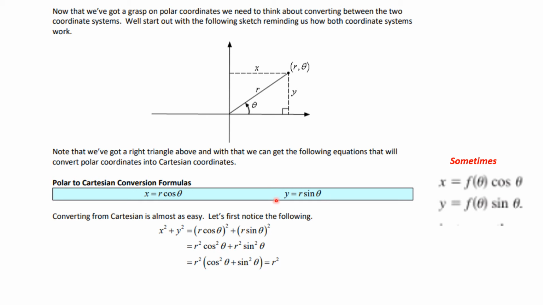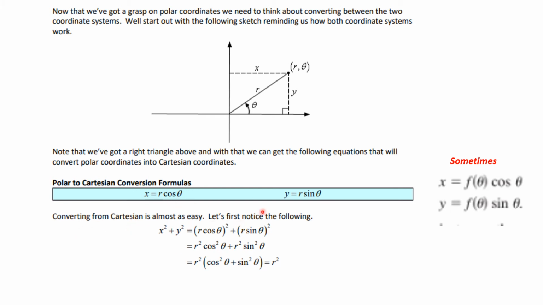And sometimes, not always, but sometimes the radius r is a function of theta. Other times it's just an r, and you have to be careful. But if r actually is f of theta, then we would find that x is equal to f of theta times cosine theta, and y is equal to f of theta sine theta. We'll talk about this more later. Okay, so you see here, this allows us to say, if I know r and theta, I can figure out x and y.